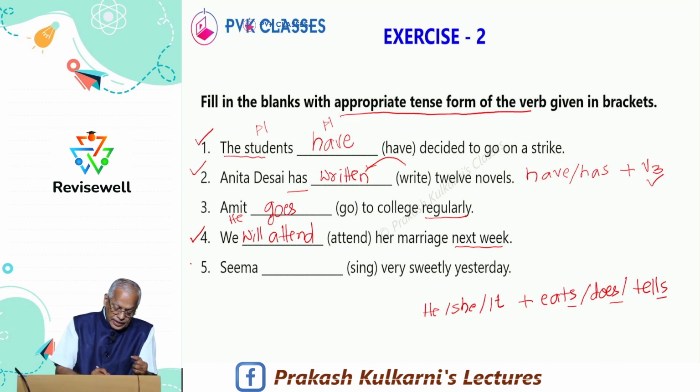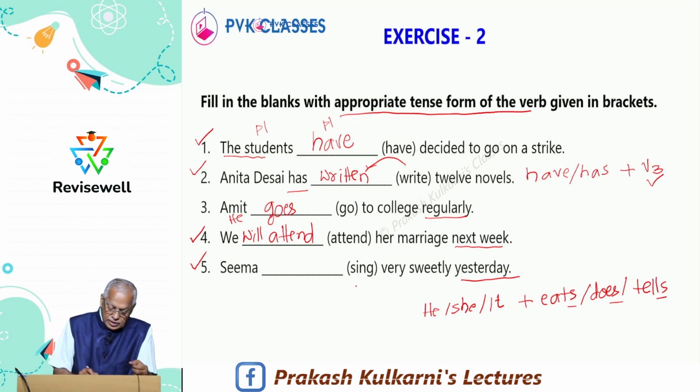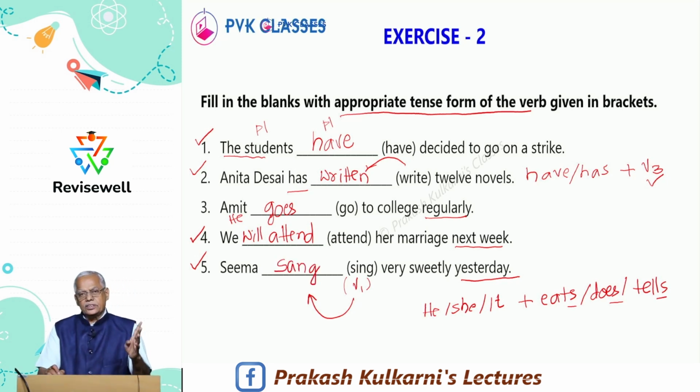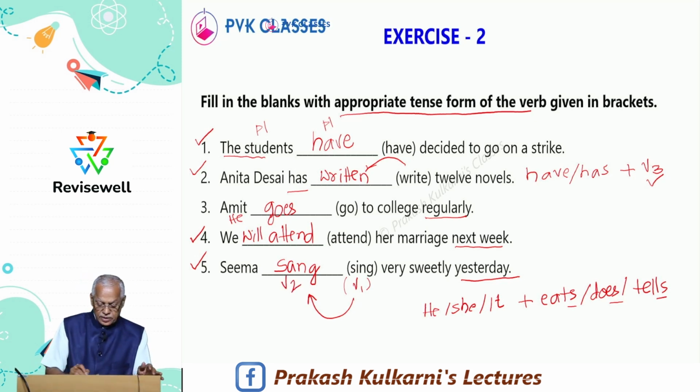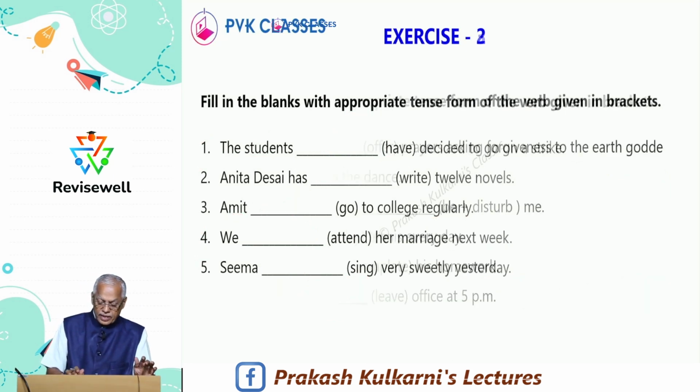And the fifth sentence is Sima dash sing very sweetly yesterday. So yesterday indicates past tense. Yesterday indicates past. So this is in present tense, sing, and the correct form of the verb is sing, sang, sung. Sing, sang. Second form of the verb. So it is a past tense. Main verb in past tense indicates past. So this way we have to select the correct tense form of the verb and write.